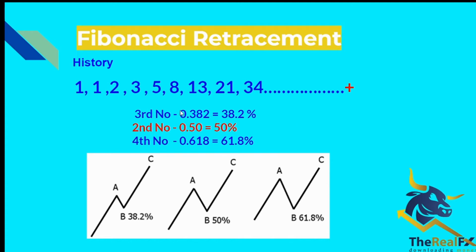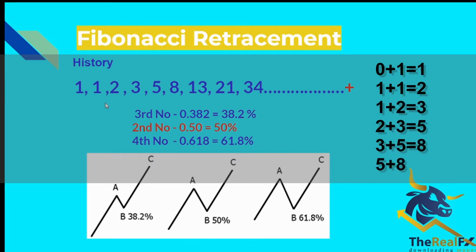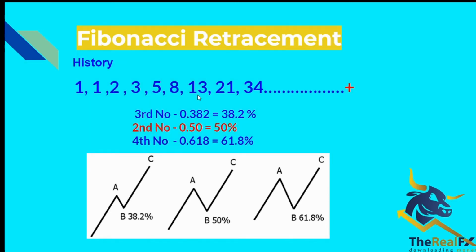Now, as I've explained that Fibonacci is a sequence of numbers, how did they come about this sequence of numbers? Alright, 0 plus 1 is what? Is 1. 1 plus 1 gives you what? 2. Alright, 2 plus 1 gives you about 3. 3 plus 2 gives about 5. Alright, 5 plus 3 is 8. 8 plus 5 is 13. 13 plus 8 is 21. 21 plus 13 is 34. And the sequence goes on and on and on.